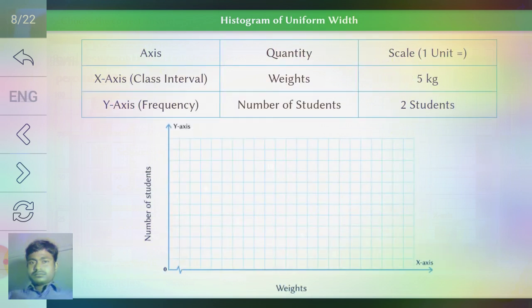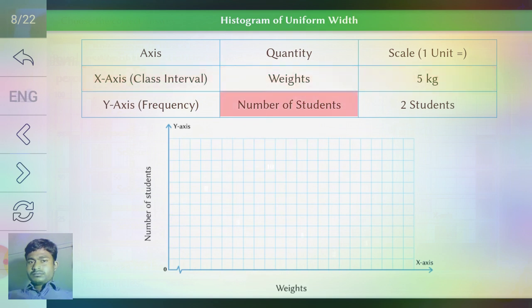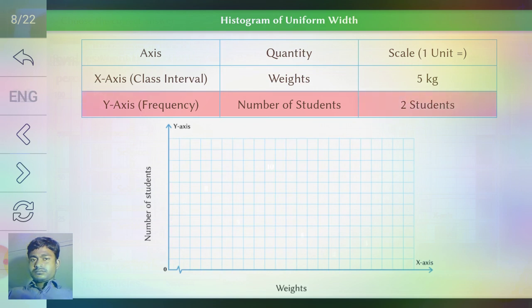To draw a histogram for these continuous class intervals, we will first represent the weights on the x-axis with the scale as 1 unit equal to 5 kilograms. Now, to represent the number of students or frequency on the y-axis, we can choose the scale as 1 unit equal to 2 students.